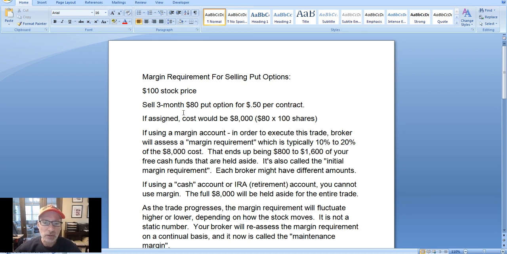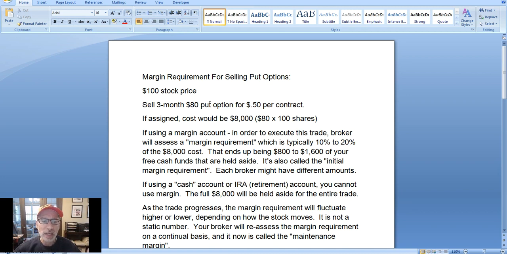So let's take a look at this little cheat sheet that I've created here, and look at the margin requirement for selling put options. Let's use a hypothetical example. There's a $100 stock, that's the current stock price, and you sell a 3-month $80 put option contract for 50 cents per contract. What does that mean exactly? While the stock's at 100, you've sold the $80 put option. So basically you're saying, if the stock drops from 100 to 80, I'll be willing to step up and buy 100 shares of that stock at $80 per share. That's a $20 dip in the stock price, so you're thinking, I'll buy these shares at a $20 discount from its current price.